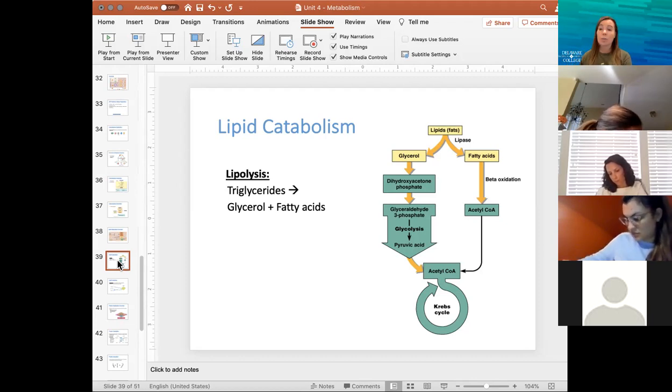So just know that excess carbohydrates, if possible, are going to be stored as glycogen. But at a certain point, you simply can't store any more glycogen, like your storage areas get filled. And then any excess carbohydrates get stored as fat.